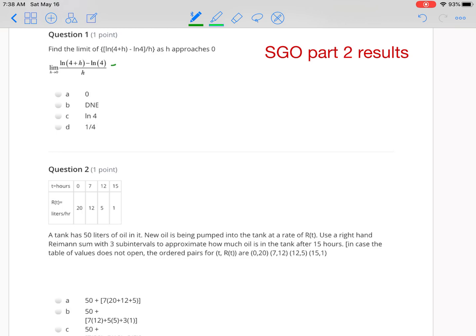All right, in this one, when you try to plug in 0, the ln of 4 minus ln of 4 is 0 over 0. So because of that, you can use L'Hopital's rule and do the limit of the derivative over the derivative. Now, the derivative of the ln of 4 plus h is 1 over 4 plus h. The derivative of ln of 4 is 0 because ln of 4 is a number, and the derivative of h is 1. So now when I plug in 0, I should get 1/4.